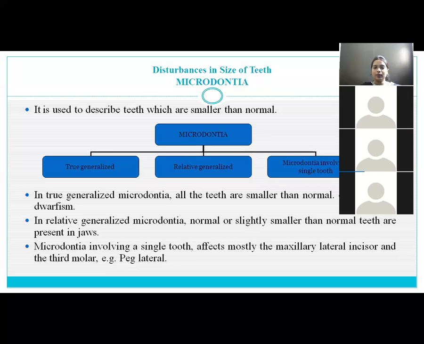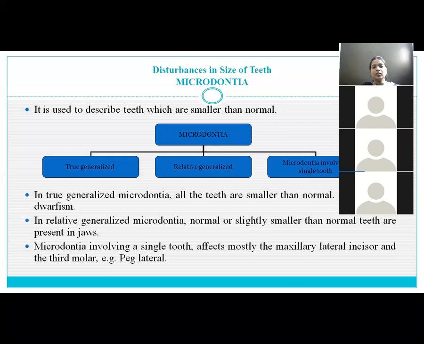It may be for this anomaly. Example is two teeth are involved. That is maxillary lateral incisor and third molar. Most commonly, maxillary lateral incisor is involved and is called as a peg lateral teeth. So, what is the classification of microdontia? Three types: true generalized, relative generalized, and microdontia involving single tooth.